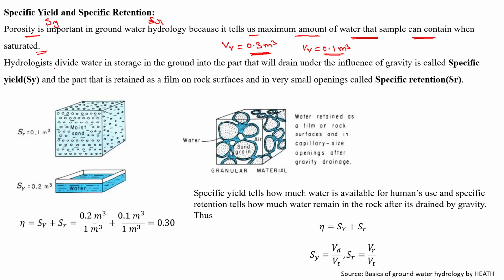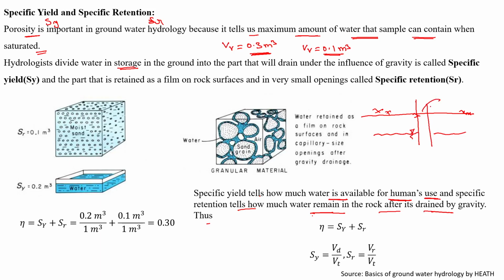Now hydrologists divide the water which is stored in the ground into two parts: a specific yield part and a specific retention part. What is the specific yield part? Specific yield tells how much water is available for human use, and specific retention tells how much water remains in the rock after being drained by gravity. Suppose I have a soil sample like this, and I dig a well here.